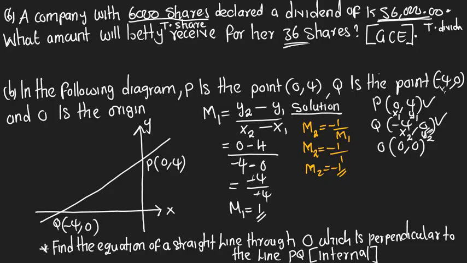Now, how do you find the equation? Now we can find the equation. So you're going to say y minus y1 is equal to your gradient 2, then x minus x1.